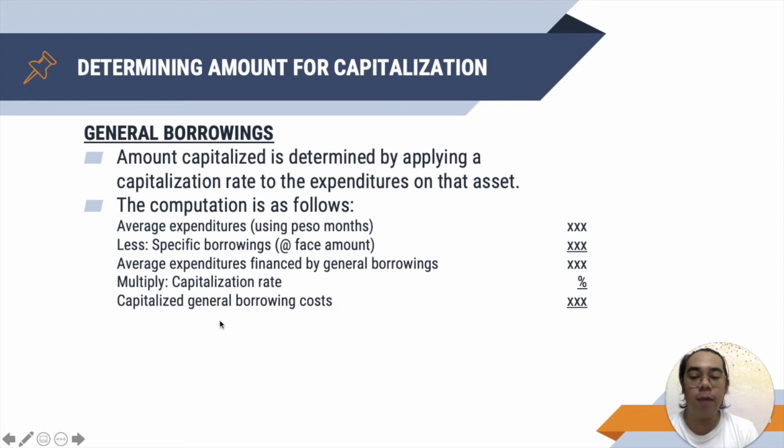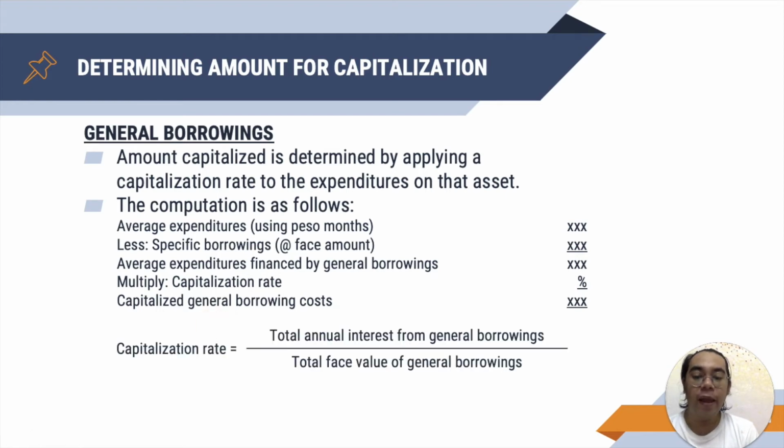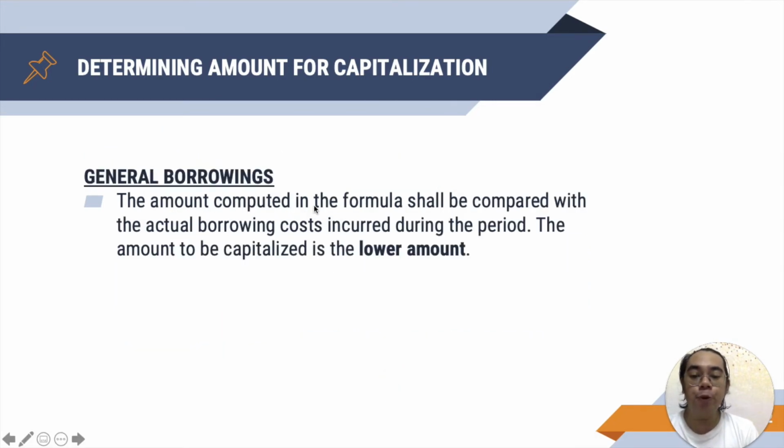as general borrowing cost. The capitalization rate is computed as follows. Total annual interest from general borrowings divided by the total face value of general borrowings. Take note that the amount computed for general borrowings shall be compared with the actual borrowing cost incurred during the period. The amount to be capitalized is the lower amount, because again, you cannot exceed the actual borrowing cost you incurred during the year.